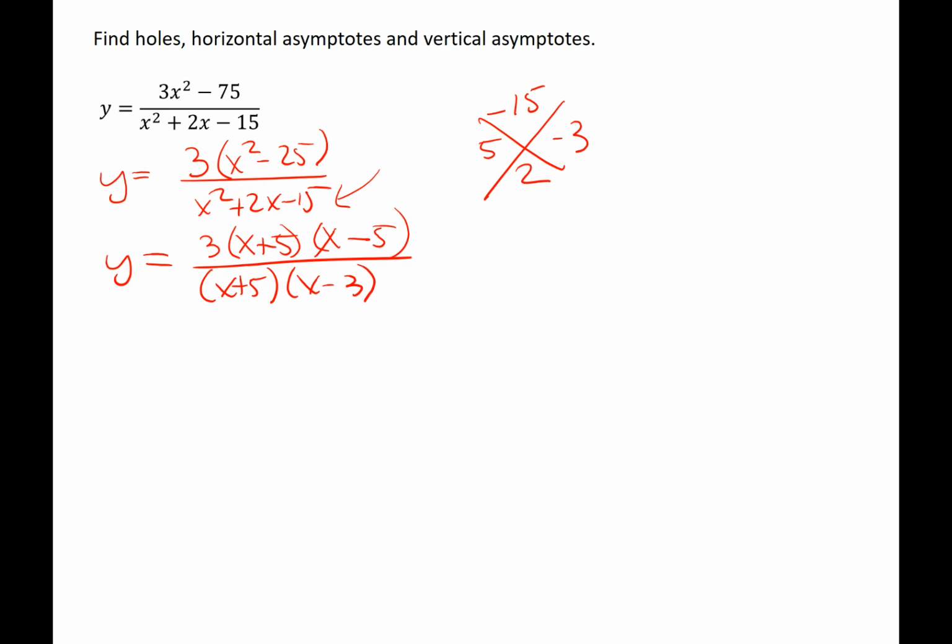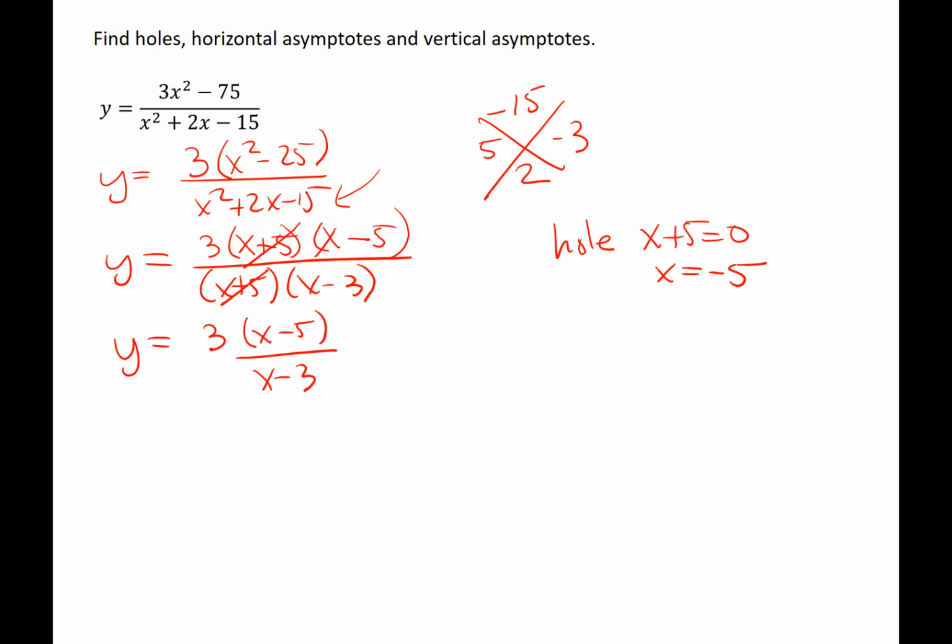So we're going to look at a bunch of things. First of all, what cancels? What cancels is the hole. So we're going to find our hole, and we're going to make that list at x plus 5 equals 0, or at x equals negative 5. There should be a hole. I'm going to rewrite it pretty. So we've got 3 times x minus 5 over x minus 3.